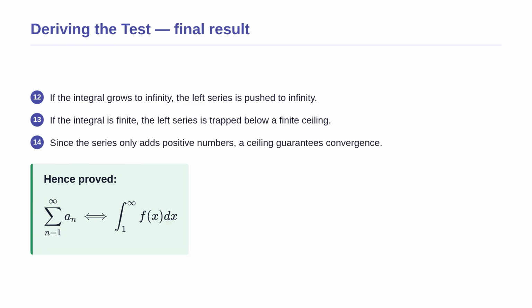Returning to our combined inequality, the final conclusion of our proof becomes obvious. If the integral grows to infinity as the upper bound n gets larger, the series on the left side of the inequality must also be pushed up to infinity. Conversely, if the integral evaluates to a finite number, the series on the left is trapped below a finite ceiling. Because our series only adds positive numbers, being trapped below a ceiling guarantees that it must converge to a finite value. It cannot oscillate or grow forever. This completes our proof, showing exactly why they share the same fate.